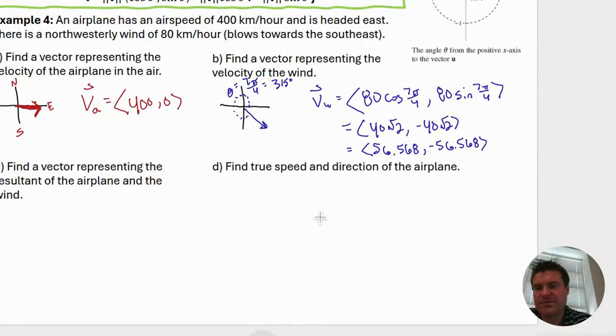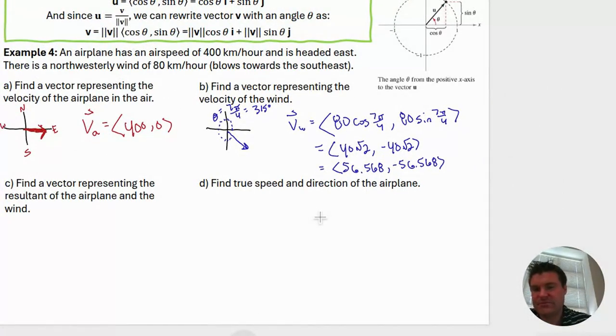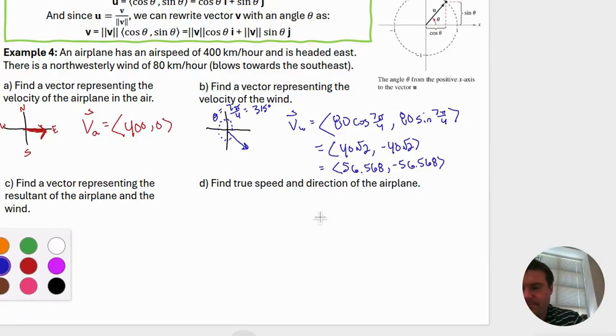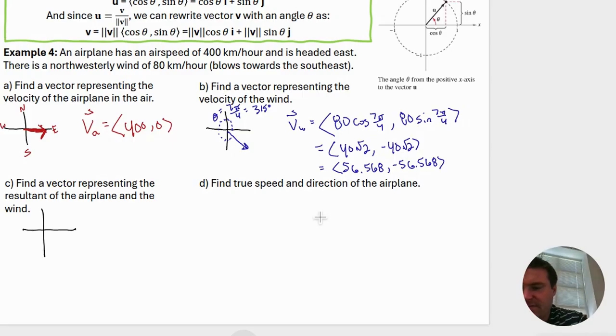Part C is asking for the resultant. So let's go ahead and do that. I'm going to label that as, I don't know, green. But actually, I want to show what's going on here. So we have the plane going in this direction, east.